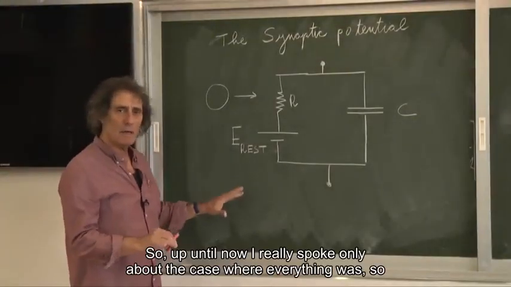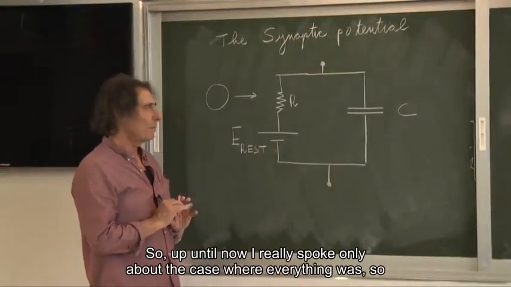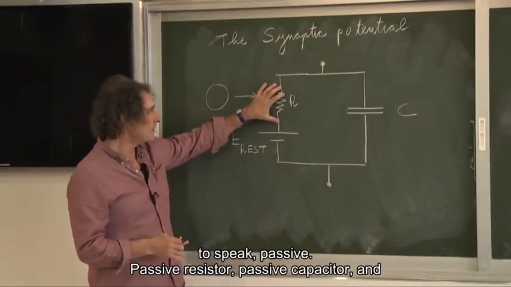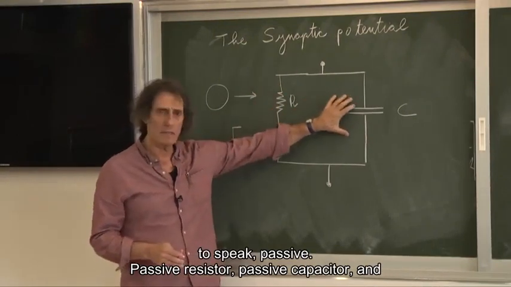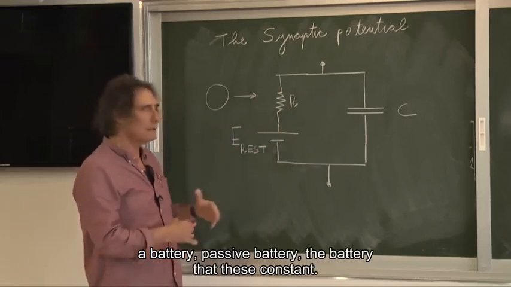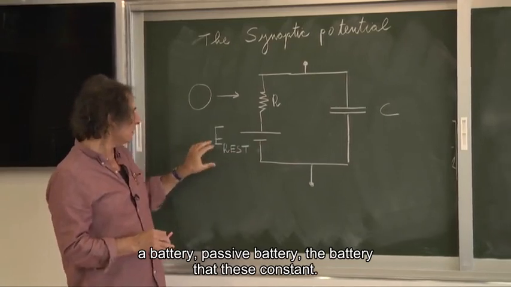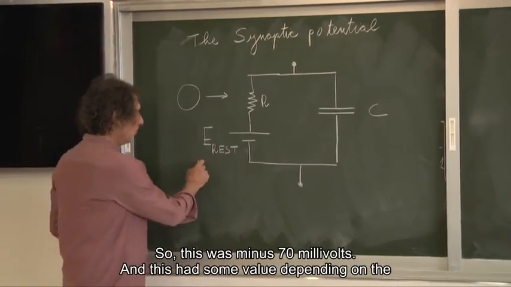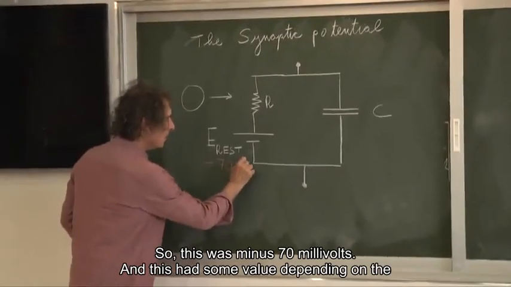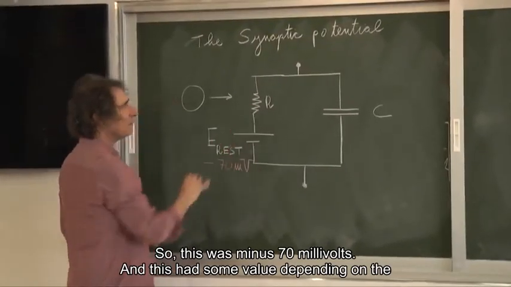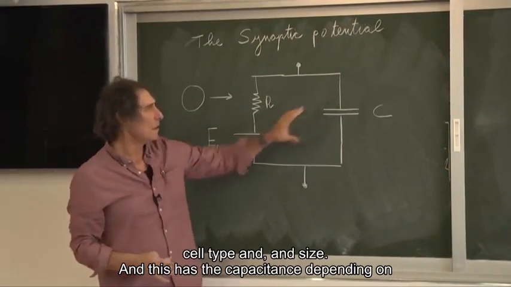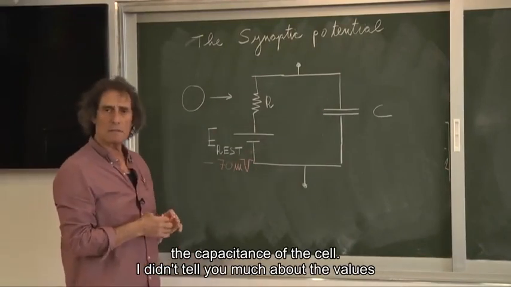Okay, so up until now, I really spoke only about the case where everything was, so to speak, passive. Passive resistor, passive capacitor, and a battery, a passive battery, a battery that is constant. This was minus 70 millivolt. And this had some value depending on the cell type and size. And this has a capacitance depending on the capacitance of the cell.